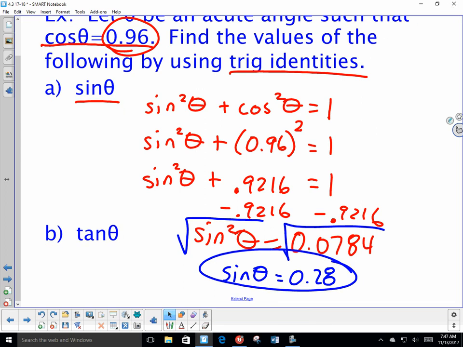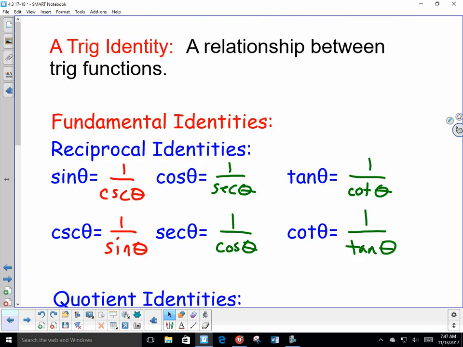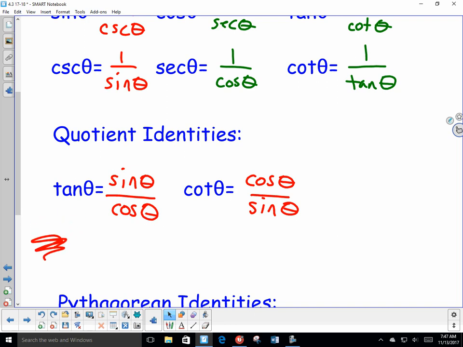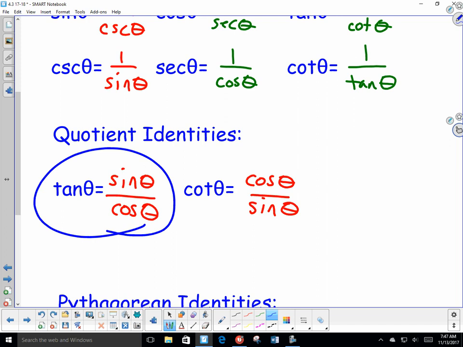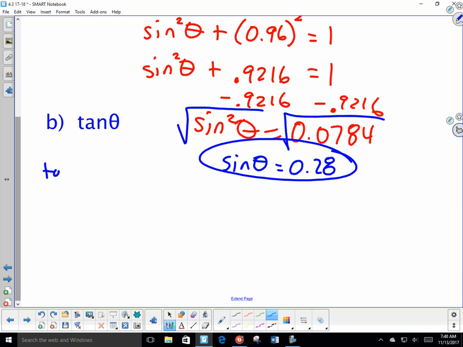For part B, you're asked to find the tangent of theta. Well, which trig function involves sine, cosine, and tangent? Because now we've got sine to use as well. Let's go back here. Which trig function involves sine, cosine, and tangent? This time, this is the one that we want here. So we're going to write tangent theta equals sine theta over cosine theta. So tangent theta equals sine theta divided by cosine of theta.